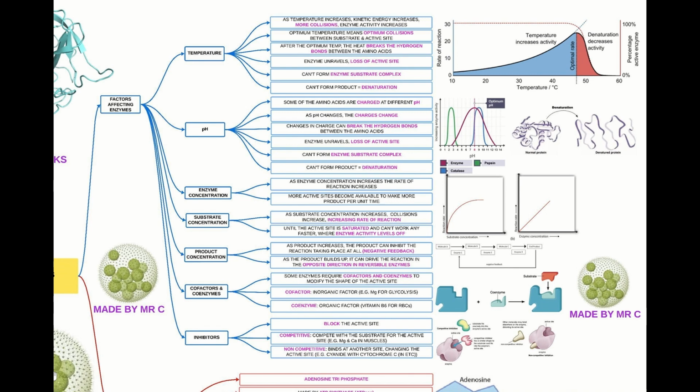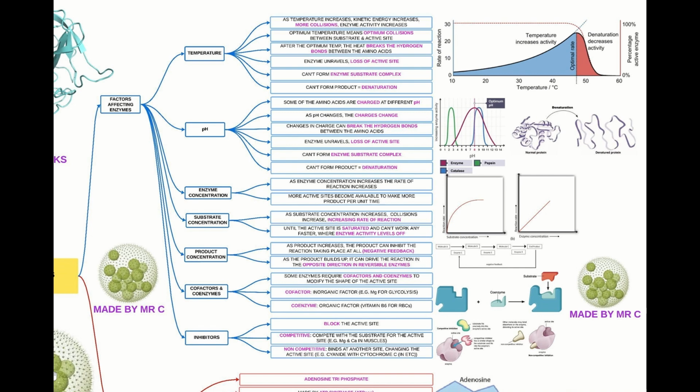After the optimum temperature, the heat starts to break the hydrogen bonds between the amino acids, and the enzyme unravels, losing its active site. It can no longer form the enzyme substrate complex, and therefore if it can't form the enzyme substrate complex, you don't get any product, and we call this denaturation. At the top right-hand side, we have a wonderful diagram about the effect of temperature on enzyme activity. And as you can see, after 50 degrees Celsius, the enzyme starts to denature and the rate of reaction decreases.